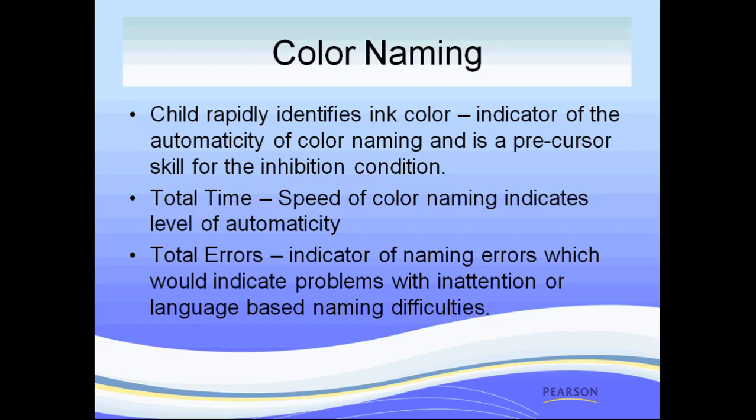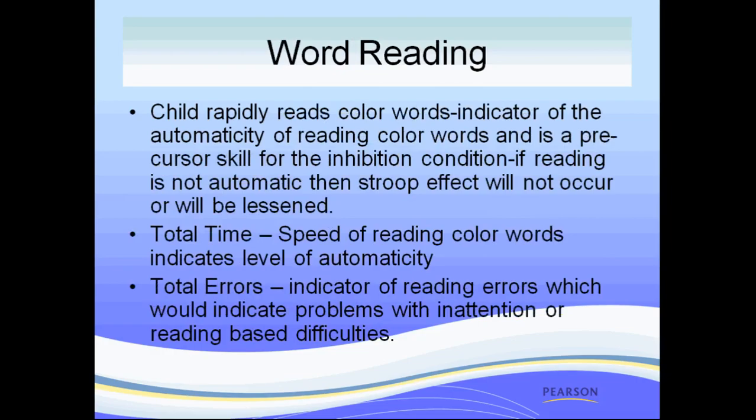Okay, color naming, we talked about it already. Just rapidly identify the ink color. You measure speed and errors. And everything we do, we measure speed and errors. Anything you look at on NEPSY, in terms of executive function, if there's speed, there's errors, because you can't tell how good a performance is with just speed alone. Someone can be very fast at something and very terrible at it. So you need to have both.